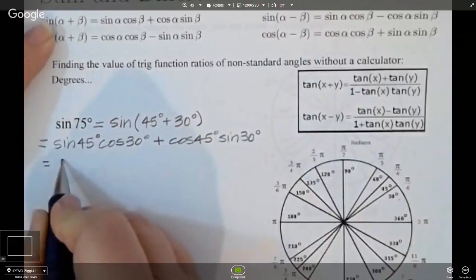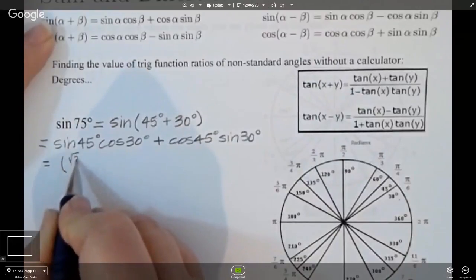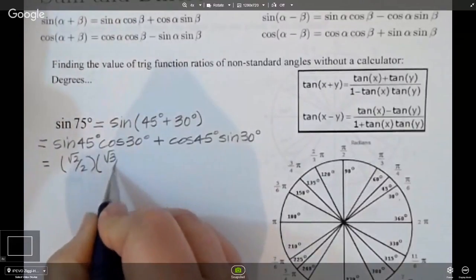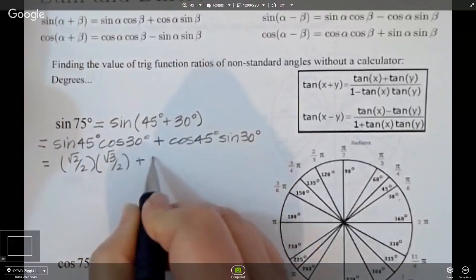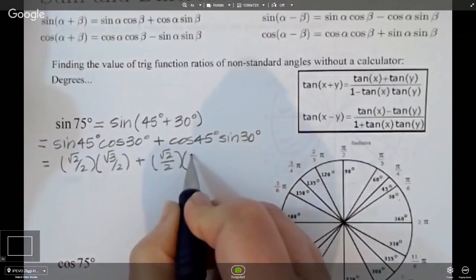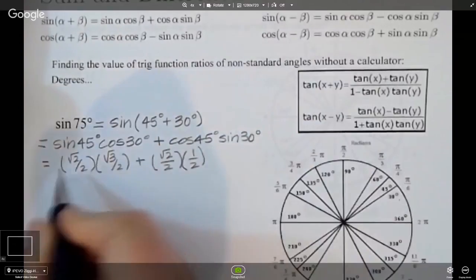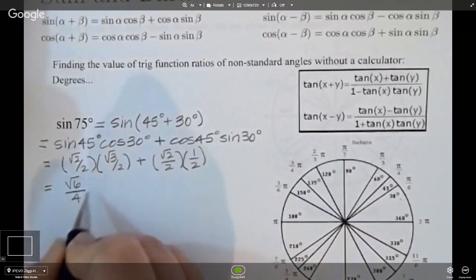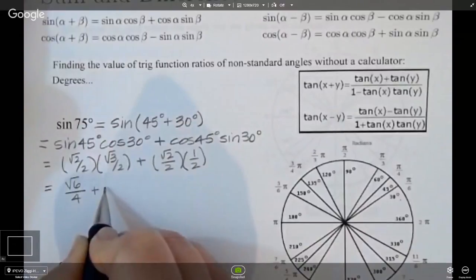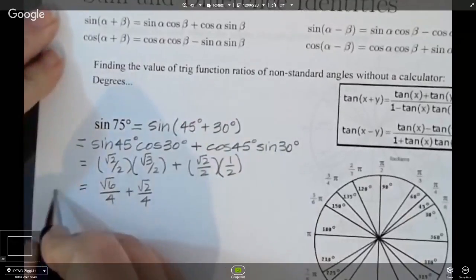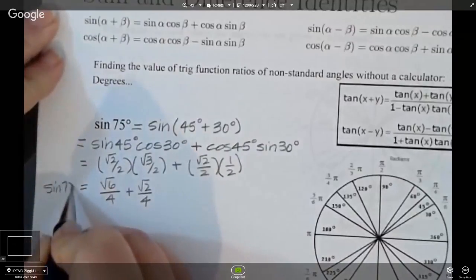So the sine of 45 degrees is root 2 over 2. The cosine of 30 degrees is root 3 over 2. Plus the cosine of 45, which is root 2 over 2, and the sine of 30, which is 1/2. So we know that's going to equal root 6 over 4 plus root 2 over 4. So that's the sine of 75 degrees.